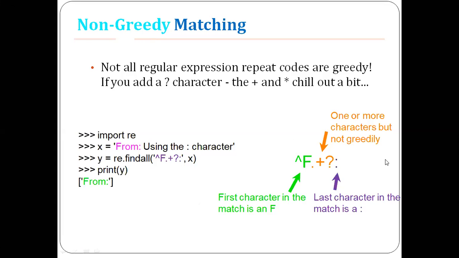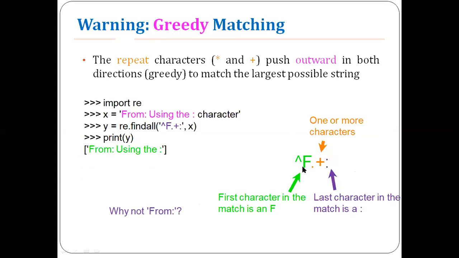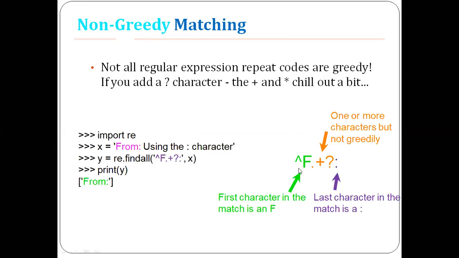Here is one more regular expression, where we have altered something. Earlier it was caret F, then dot plus and a colon. Now it has altered a bit: caret F, then dot, plus and a question mark, then followed by a colon, right? It is going to match one or more characters. The preceding regular expression matched greedily, but here only one occurrence of the colon is acceptable, and once it finds the colon in the given input, it will stop searching or matching.